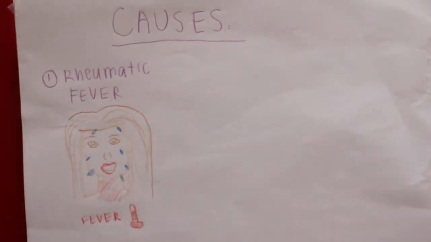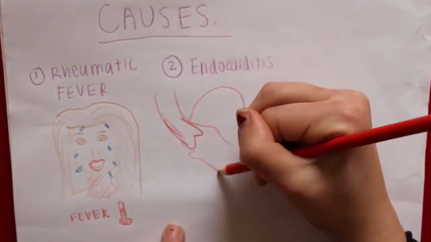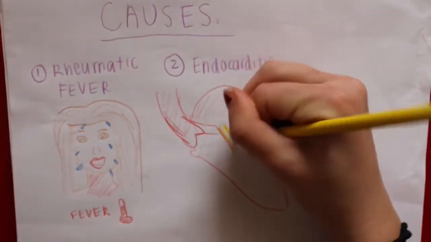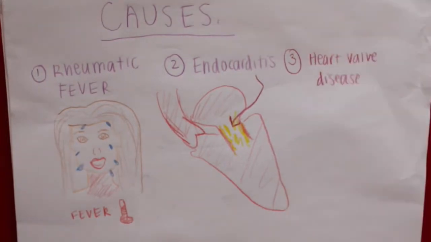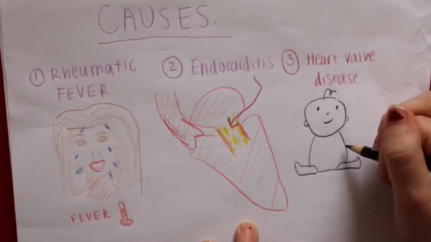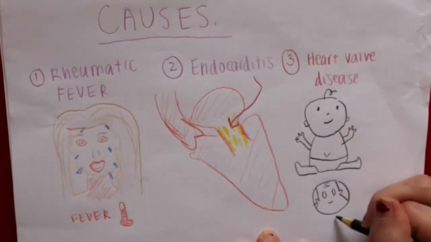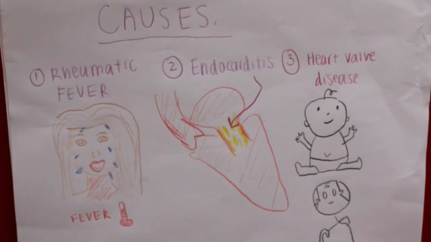The second is endocarditis. Endocarditis is a damaged valve caused by bacterial growth, and in this case, it'd be the aortic valve with bacterial growth. The last cause is heart valve disease, where you may have been born with it, or over time, because of the aging process, developed aortic valve regurgitation. There are also other ways that this can occur, such as rare conditions like Marfan's or trauma to the chest, but usually these are the causes.